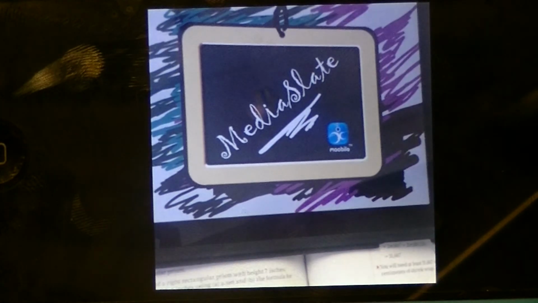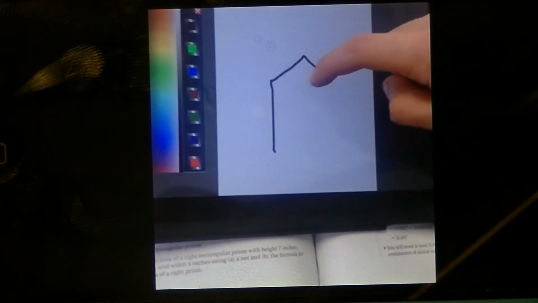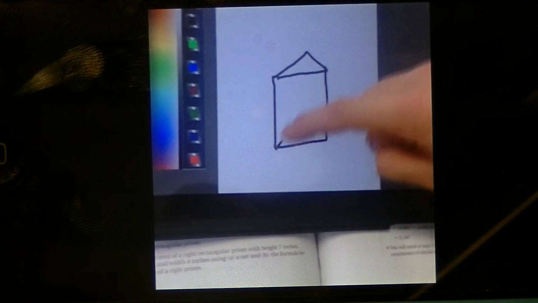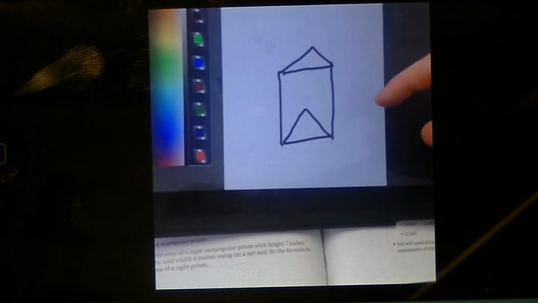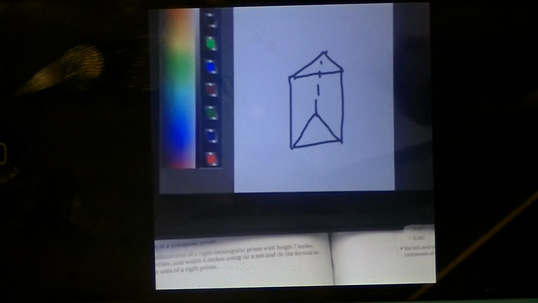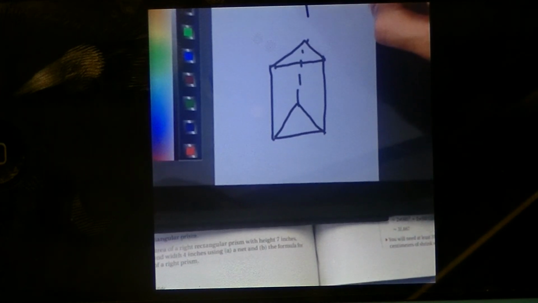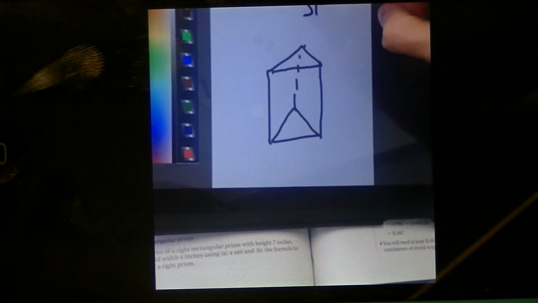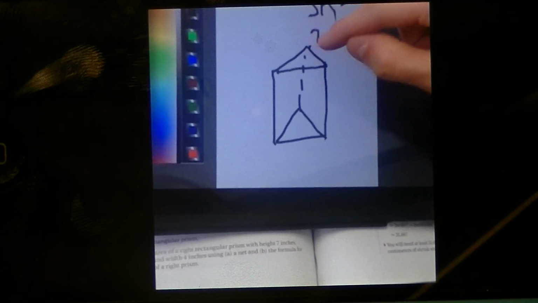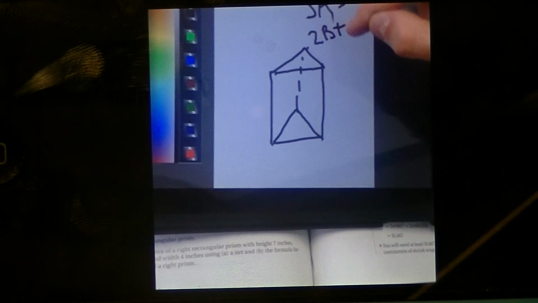And how you can use this in a real world application is, so if you have a prism, and it's a bad picture, but if you need to find just what the volume or surface area is, you just use one of the formulas, and of a prism it's surface area equals 2B plus Ph, where B is the area of the base, and P is the perimeter of the base, and h is the height.